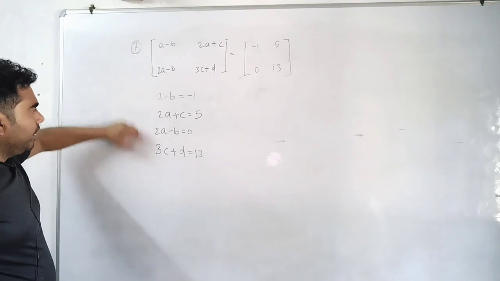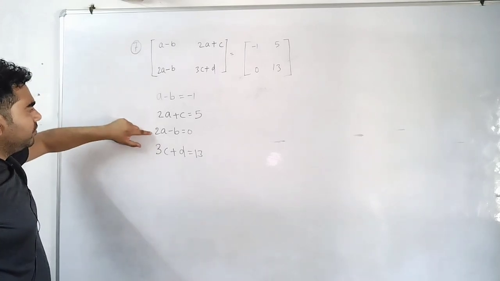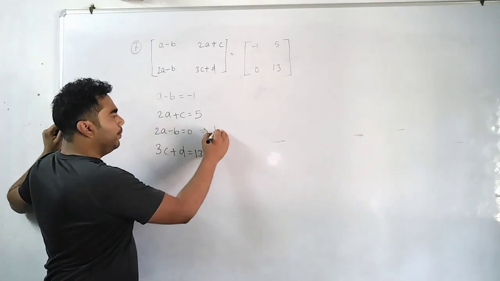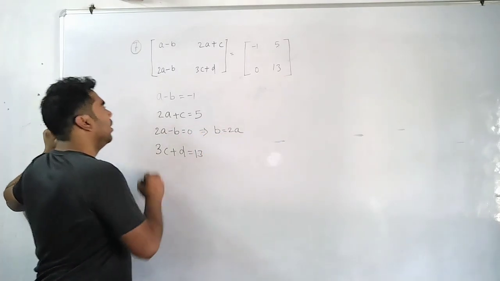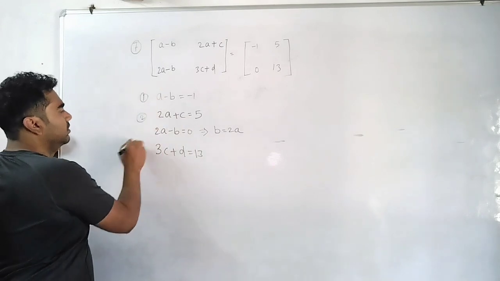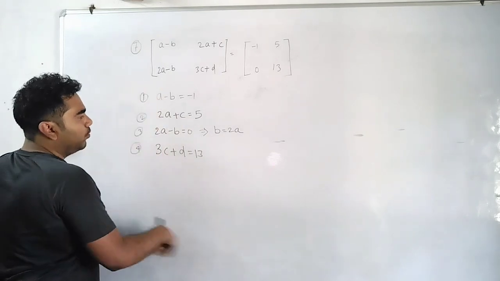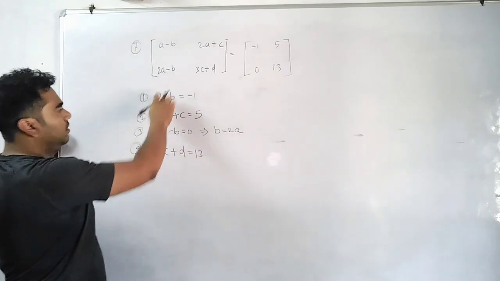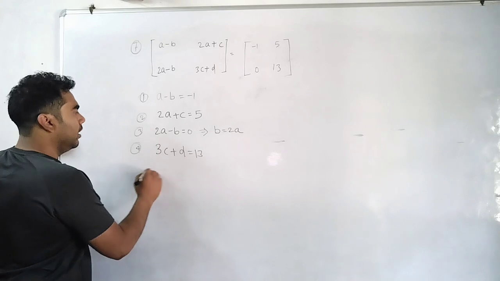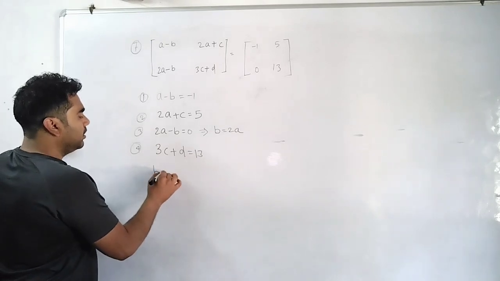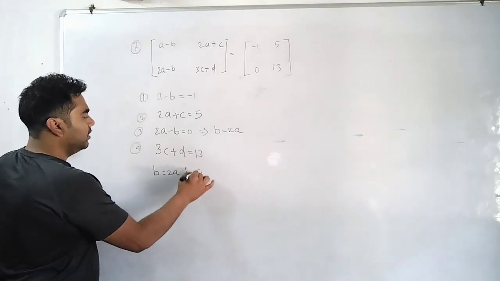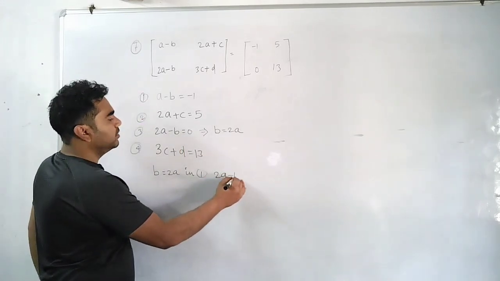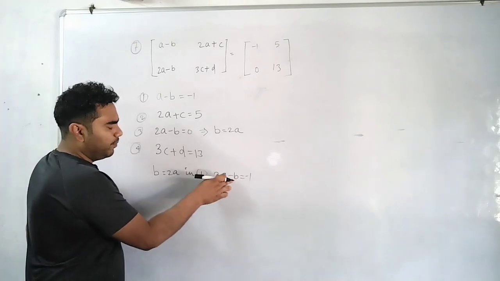So among the 4 expressions, the easiest one is this. So here we can conclude b is equal to 2a. Now first equation, second equation, third equation, fourth equation. On putting the value from the third equation, that is b is equal to 2a, in the first equation we get a is equal to 2a minus b is equal to minus 1.